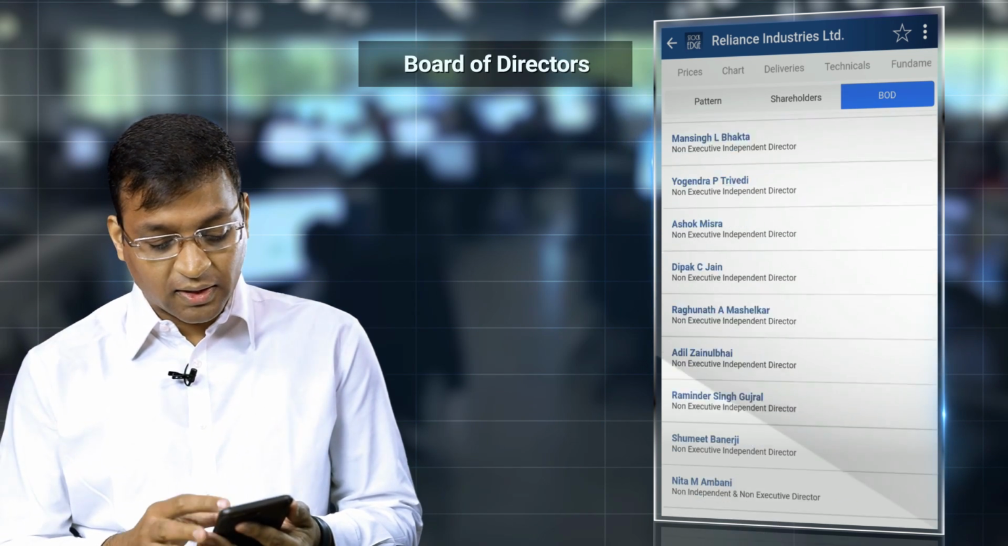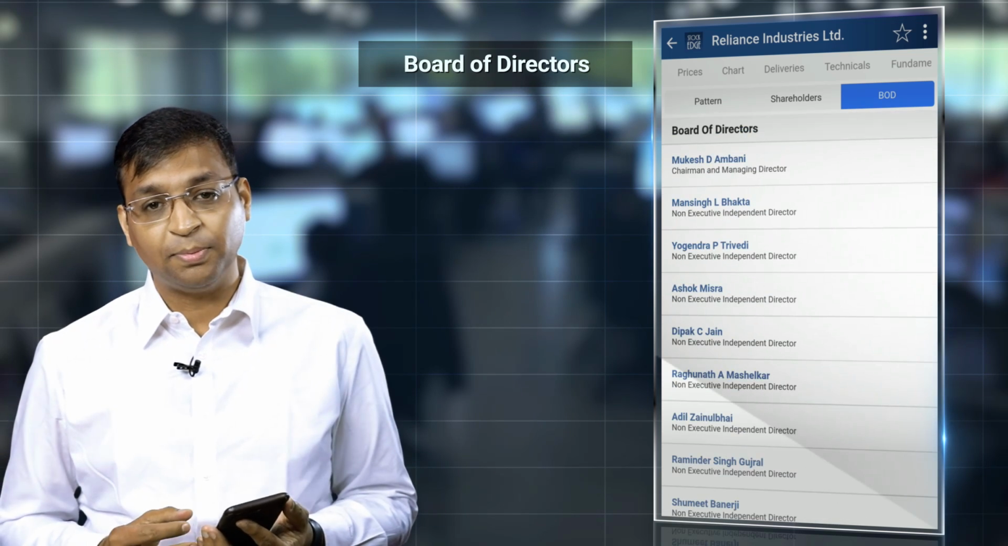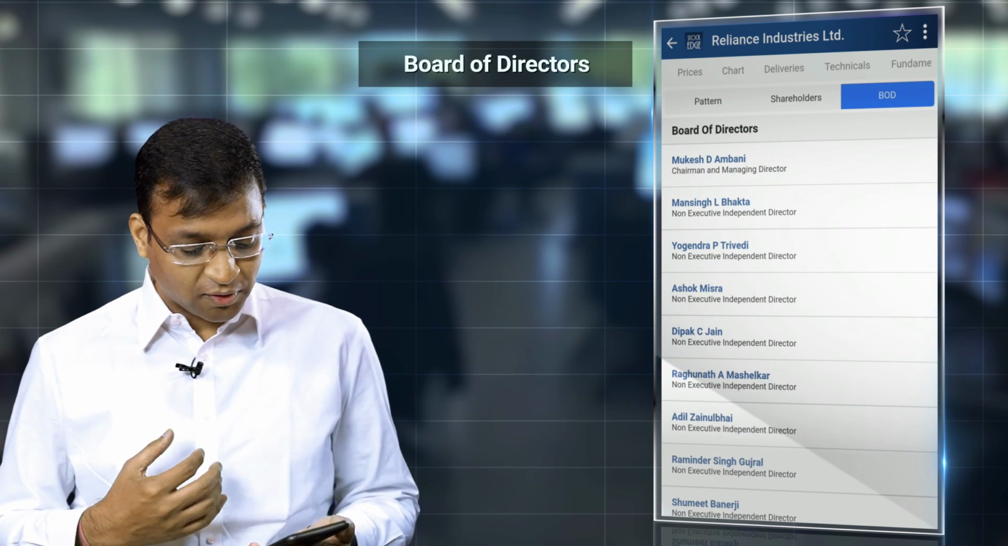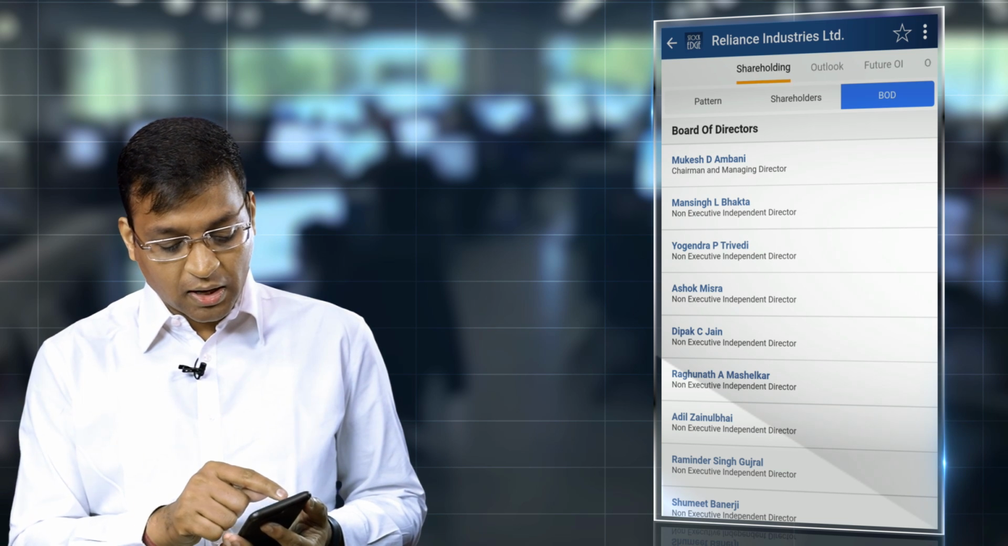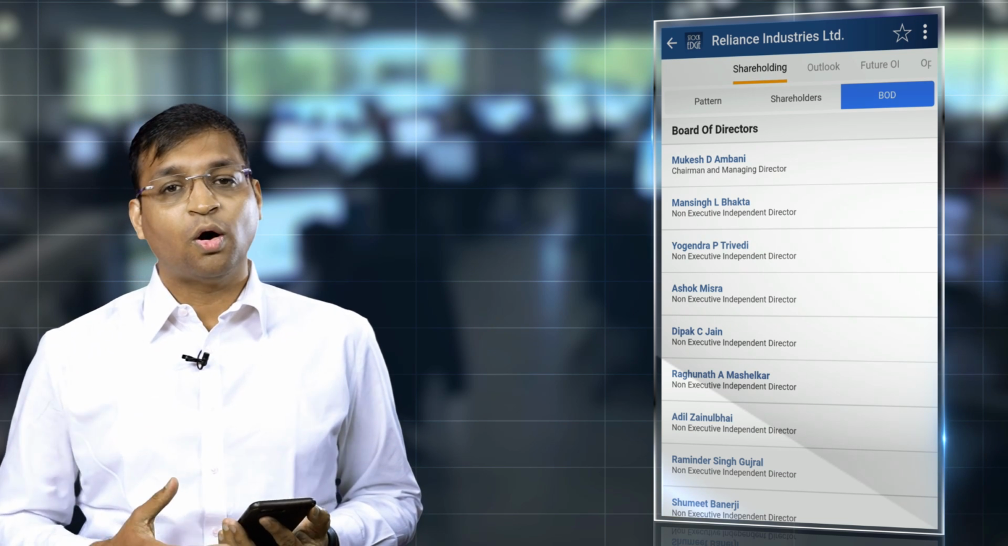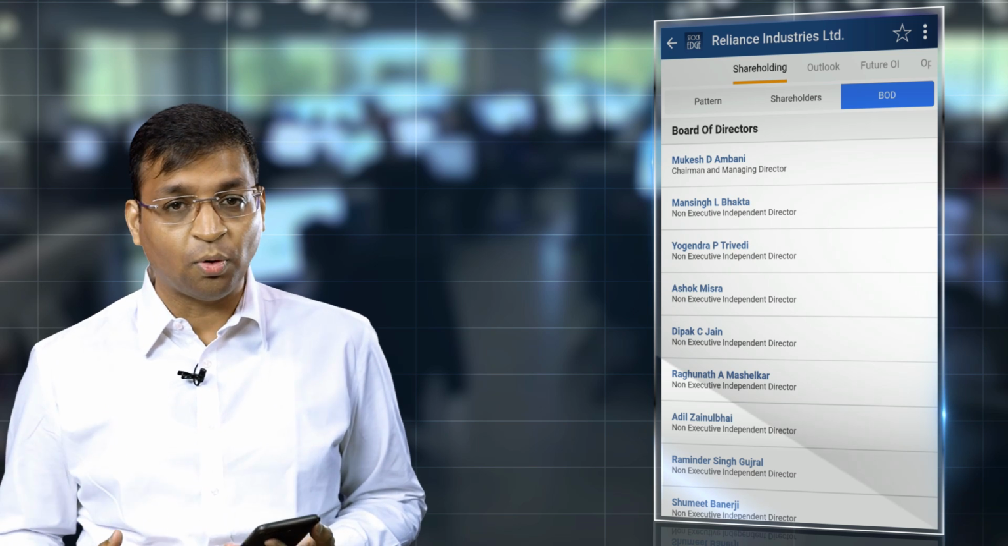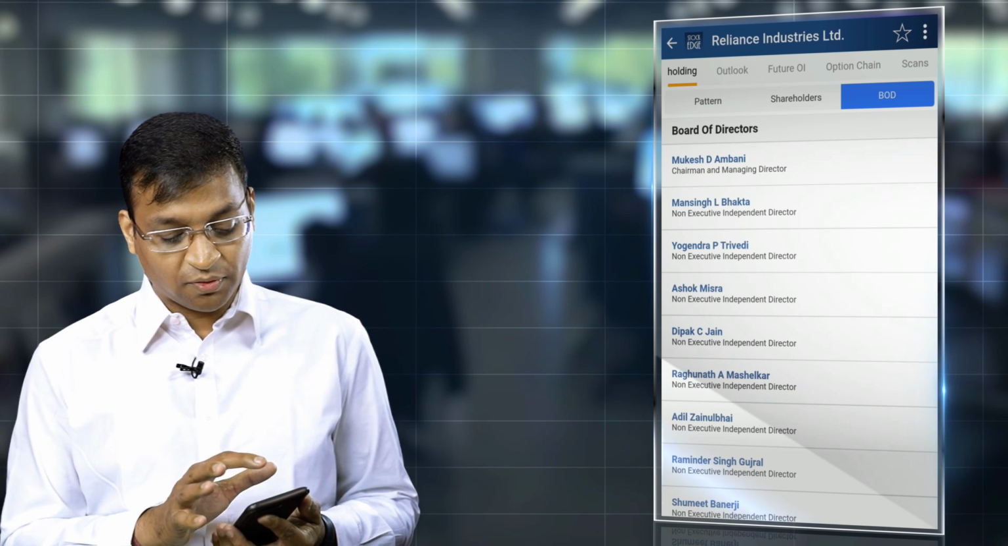Then we have the board of directors' names, all the people who are board of directors in the company, and it will also give you an idea about the kind of people who are associated with that company, because ultimately a company is run by the board. Obviously there is an entrepreneur who is leading the board, but still the board composition becomes a very, very important thing.